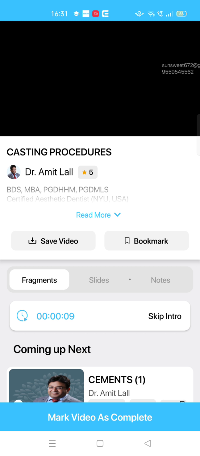Okay, see, gypsum bonded is used when the alloy temperature is less. Phosphate bonded is used when the alloy temperature is very high. Then you have ethyl silicate bonded, especially for cast partial dentures made with base metal alloys, only for cast partial dentures. Then your gypsum bonded investment material is further classified into type 1, type 2, type 3.